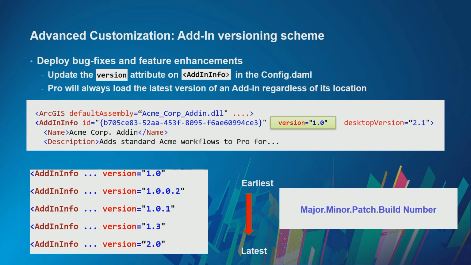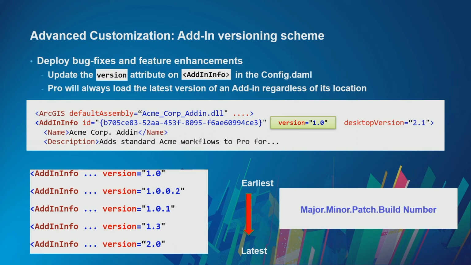The version of an add-in is set in its config.daml. You update the version attribute in the add-in info tag in the config.daml. Here on the snippet at the top, notice the highlighted version attribute. And Pro will always load the latest version of an add-in regardless of its location. So even if you have multiple well-known folders with different versions of the same add-in, Pro will always load the latest add-in.